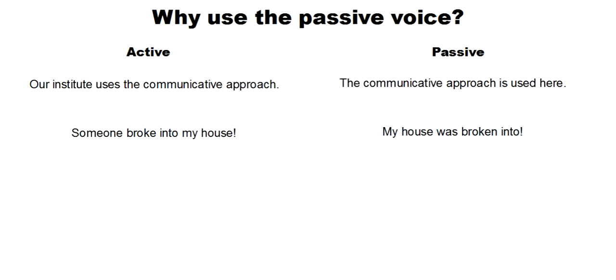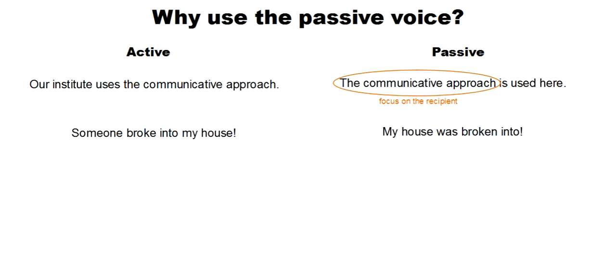Now, in the first sentence, the focus is different. The focus is shifted to the recipient. The communicative approach is used here, and we're answering the question, what approach? Which approach are you using here? That's the more important element now. And in the second, we have a focus here on the recipient, not on the agent. In the second sentence, my house was broken into.